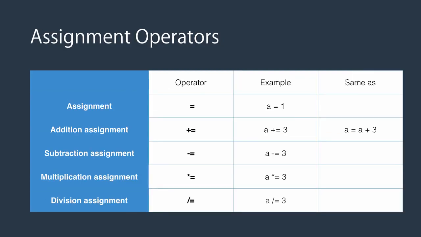Next, assignment operators. So the most commonly used is the one with a single equal sign. So here we set a to 1. Pretty basic. Now look at the next 4 types of assignment operators: addition assignment, subtraction assignment, multiplication assignment, and division assignment. Let's see how they work. For example, addition assignment. a plus equal 3 means add 3 to a. So it's equivalent to writing a equals a plus 3. And the same rule applies to the other 3 assignment operators.